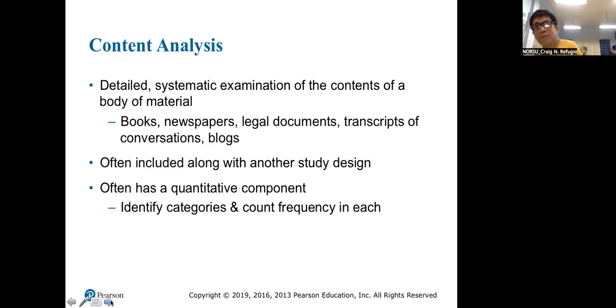Content analysis. So content analysis involves detailed systematic examination of the contents of a body of material. It might be about the contents of a book, the contents of newspapers, the contents of legal documents, the contents of transcripts of conversation, contents of blogs. Often included with another study design. You can mix that with another study design or research design. Often has a quantitative component, no? Identify categories and count frequency in each.